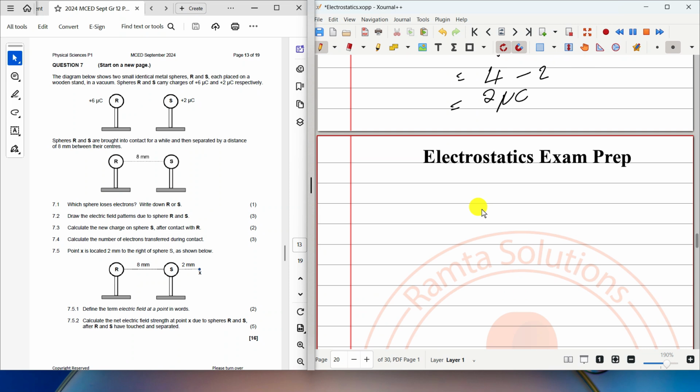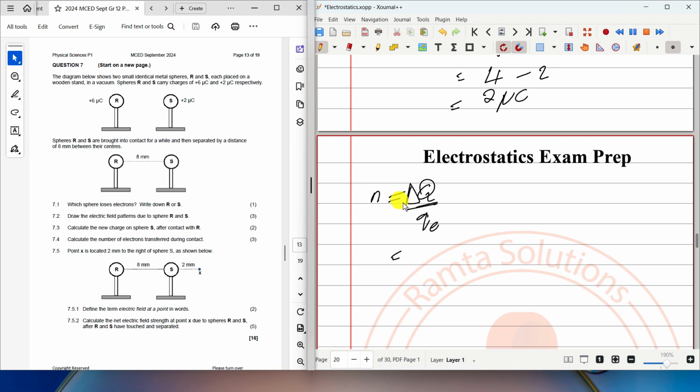So this will help us to know the number of electrons that were transferred during contact. Otherwise, guys, you could have done this bit by bit by saying number of electrons before contact and number of electrons after contact and find the difference between the two. Now we then say this is equal to Q over charge of an electron.